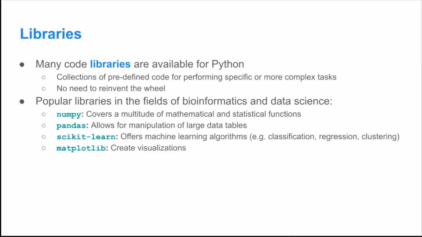There are a couple of popular libraries that you commonly use or will see in the fields of bioinformatics and data science. The first is NumPy, which covers a multitude of mathematical and statistical functions. There's also Pandas, which allows you to manipulate large data tables. For those of you who are interested in RNA-seq, you might be using this a lot. There's also scikit-learn, which offers a lot of machine learning algorithms for classification, regression, and clustering, among other things. There are also visualization libraries, like matplotlib, which is pretty commonly used.